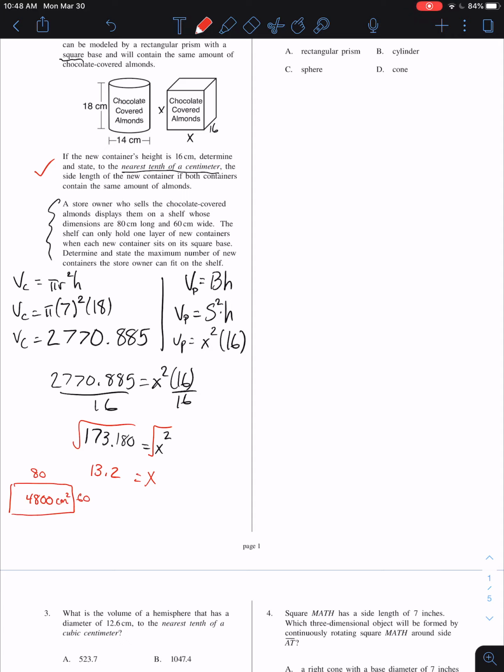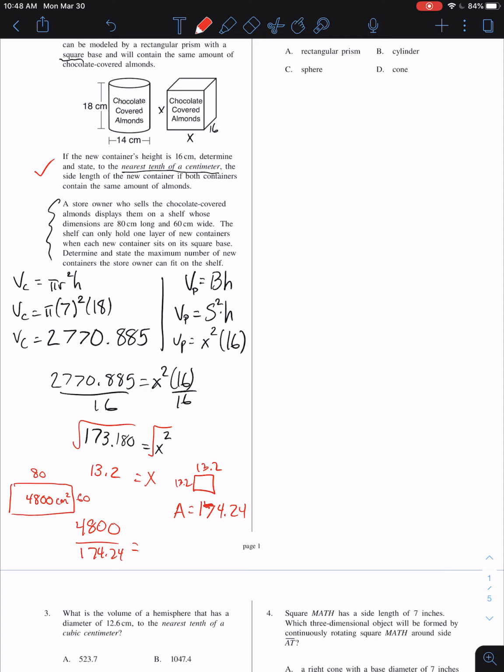These are being stood up on the base. The base is a square, and so that base is 13.2 by 13.2. So the area of each one of these is going to be 13.2 squared, which is 174.24. And then basically what we're going to do here to answer the second part of this question is divide that 4,800 by the 174.24 to see how many of these square bases we could fit onto this 4,800 centimeter square area platform.